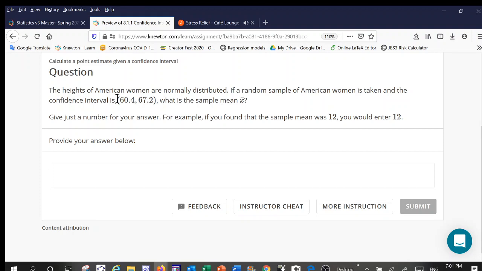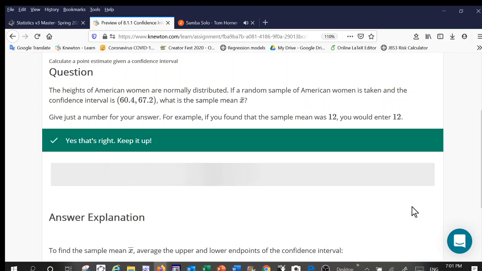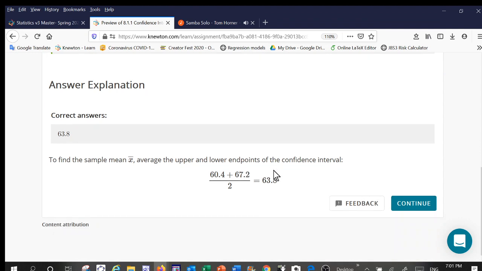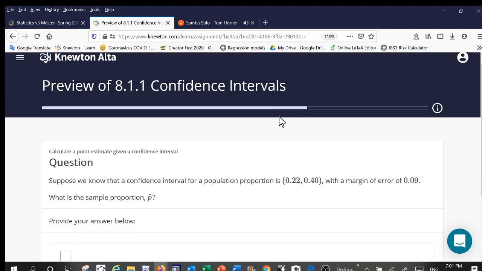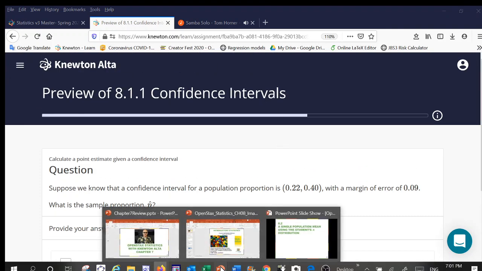Okay, so we're given an interval here. It says the heights of American women are normally distributed. If a random sample of American women is taken and the confidence interval is given by that, then what is the sample mean? Well, the sample mean is the number in the middle. So that would be, of course, 63 something. You add them and divide by 2. All right, so I think we got this section under control.